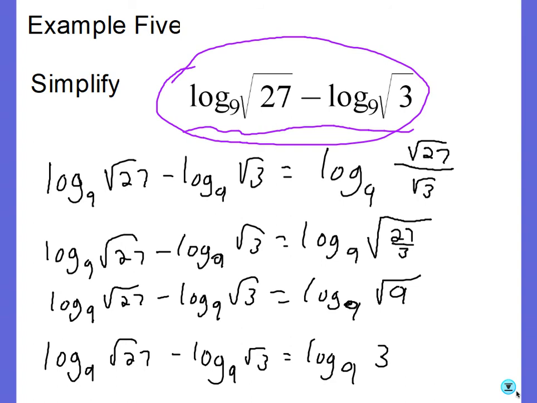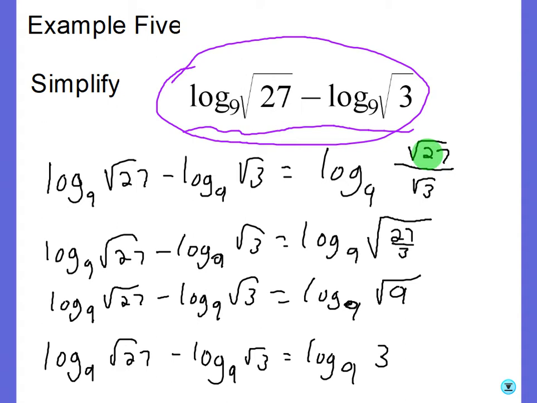Okay. Let's make sure we can read this correctly. So this is log base 9 of the square root of 27 minus log base 9 of the square root of 3. This first step is the same. Because it's subtraction, you'd be dividing one by the other. So it will become log base 9 of the square root of 27 over the square root of 3.